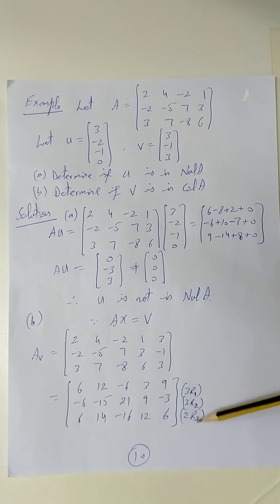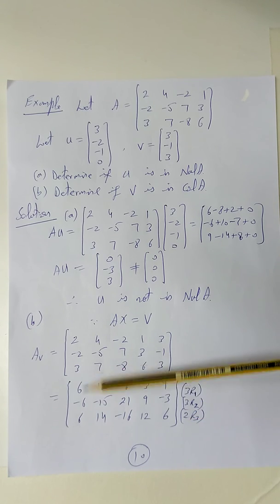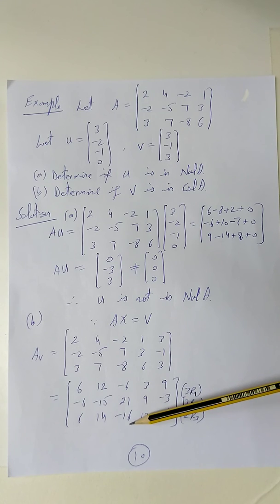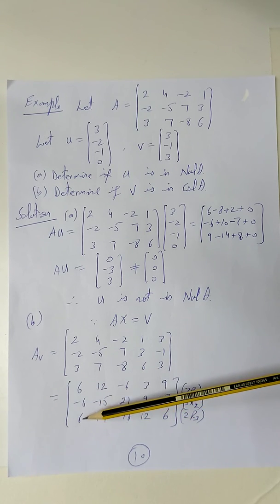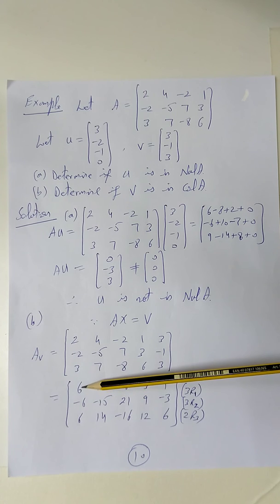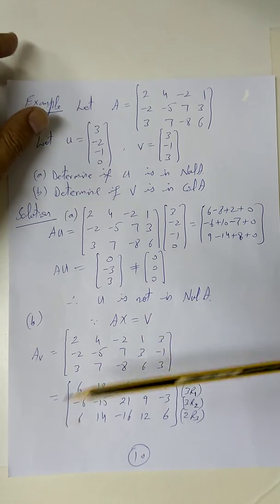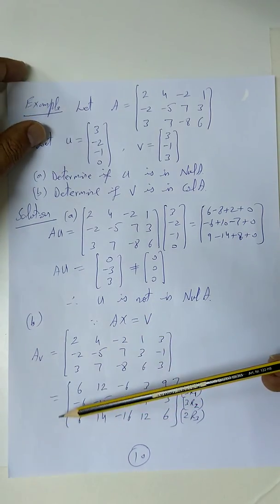And the third row we will multiply with 2. So 2 multiplied with 3 is 6, 2 multiplied 7 is 14, 2 multiplied minus 8 is minus 16, 2 multiplied 6 is 12, and 2 multiplied 3 is 6. Now you can see here 6, 6, 6. So now row 1 and row 2 I can add, and row 3 I can subtract from row 1, and then I can make this and this 0.